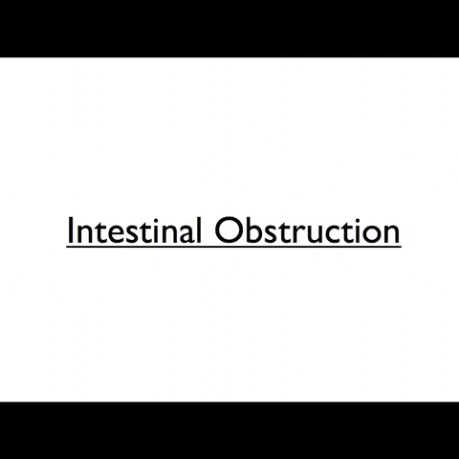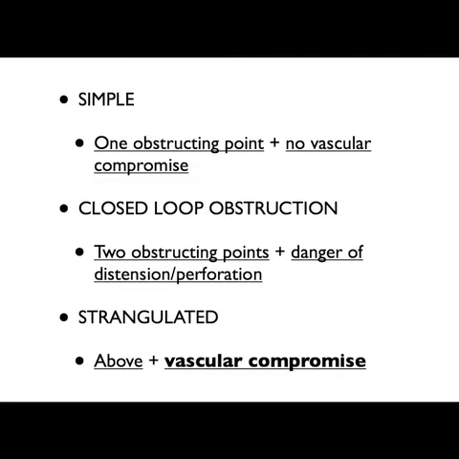Here we go. Intestinal obstruction. So it can be defined as simple, where there's only one obstructing point, and there's no complications with the vascular system. Or you can have closed loop, which is when you've got two obstructing points, and this gives you the danger of distension and then leading on to perforation.